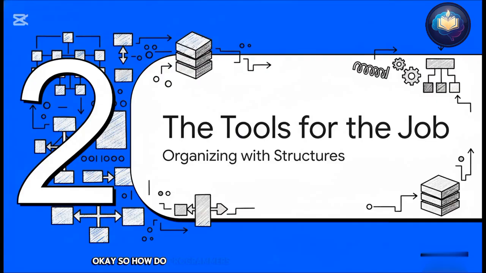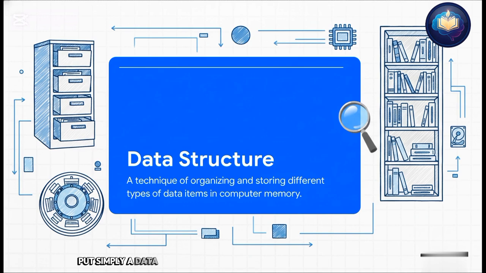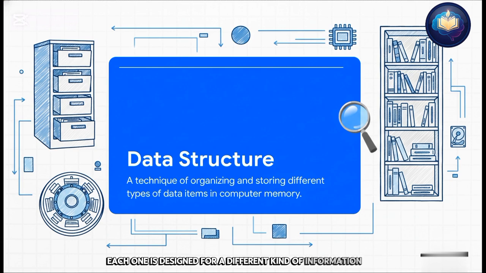Okay, so how do programmers bring order to all this madness? Well, they have a set of fundamental tools, a kind of secret weapon, known as data structures. Put simply, a data structure is just a specific way of arranging data so you can get to it and use it efficiently. You can think of it like choosing between a filing cabinet, a Rolodex, or a bookshelf. Each one is designed for a different kind of information, and picking the right one makes all the difference.